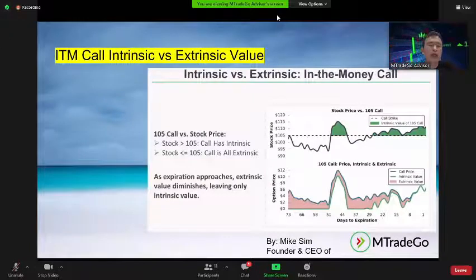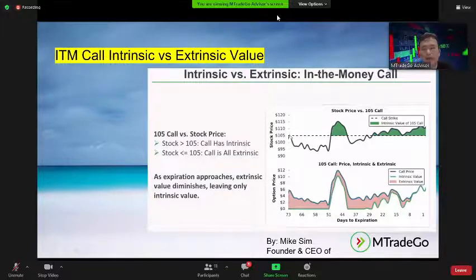In the money, there is intrinsic value versus extrinsic value. When you look at it, a stock price more than 5 has intrinsic value, and stock price less than 5 is all intrinsic. Is this a put or a call? I think this is a call price. As the expiry approaches, extrinsic value diminishes, that means it disappears, leaving only intrinsic value.